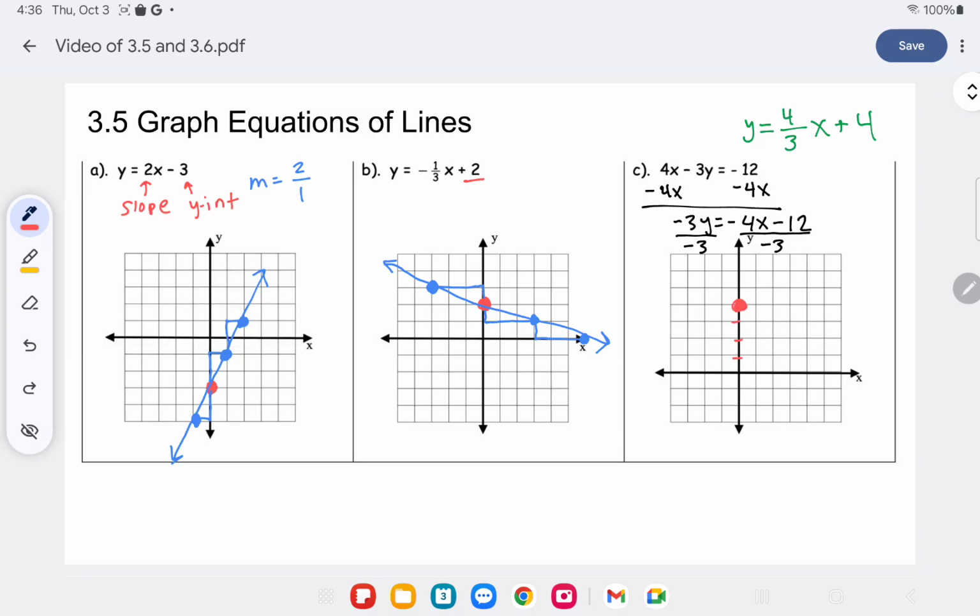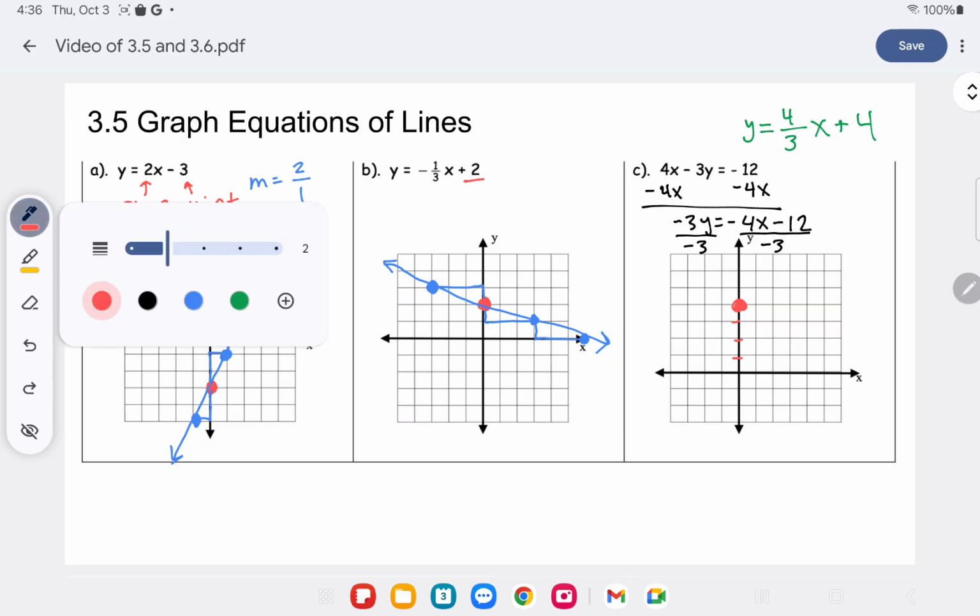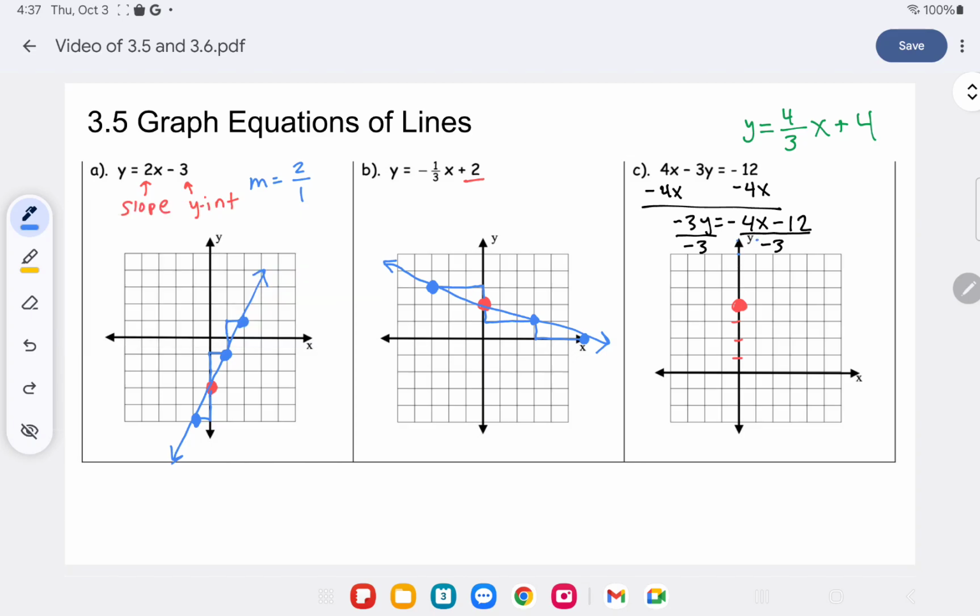My slope is 4/3, so I'm going to rise 4 and run 3. Well, when I rise 4, that's going to be off my graph. So it's an approximate, or I can go down 4 and left 3 to keep my slope positive. So always graph the y-intercept first, since that's a point, and then use your slope to get more points.